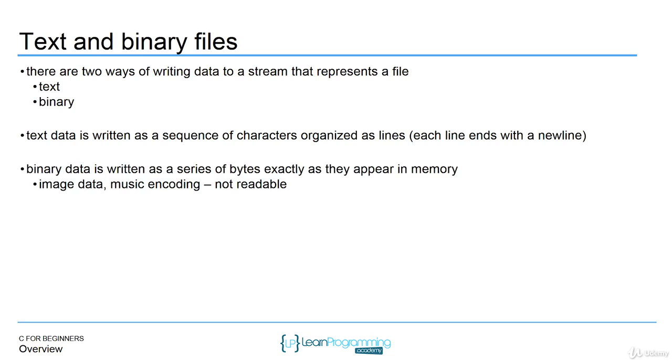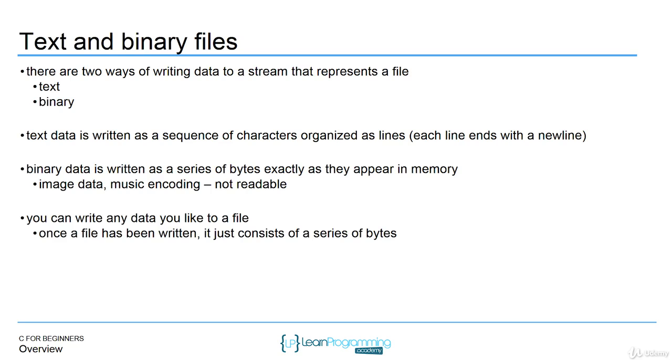Binary data is written as a series of bytes exactly as they appear in memory. Examples of files that have binary data are image data or music encoding. Binary files are not readable if you try to bring them up in a text editor because they are just bytes. We're going to concentrate on text files in this section, but you can write any data you like to a file, either as a series of bytes as they appear in memory, or as text. But once the file has been written, it's just going to consist of a series of bytes, even if it's represented as text.